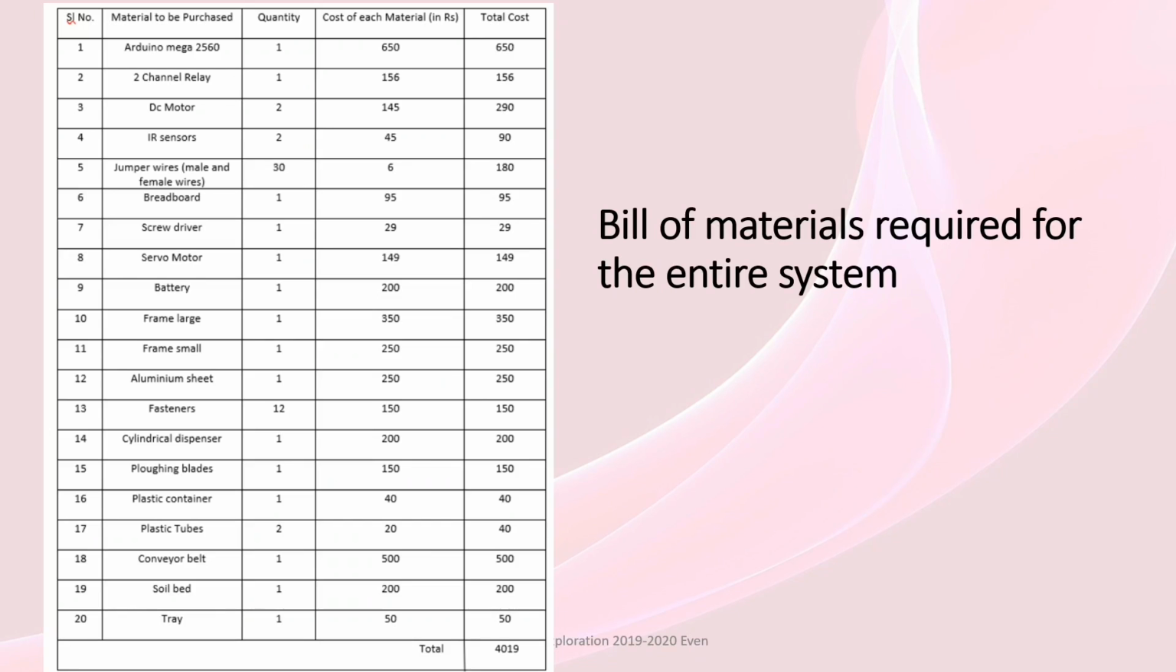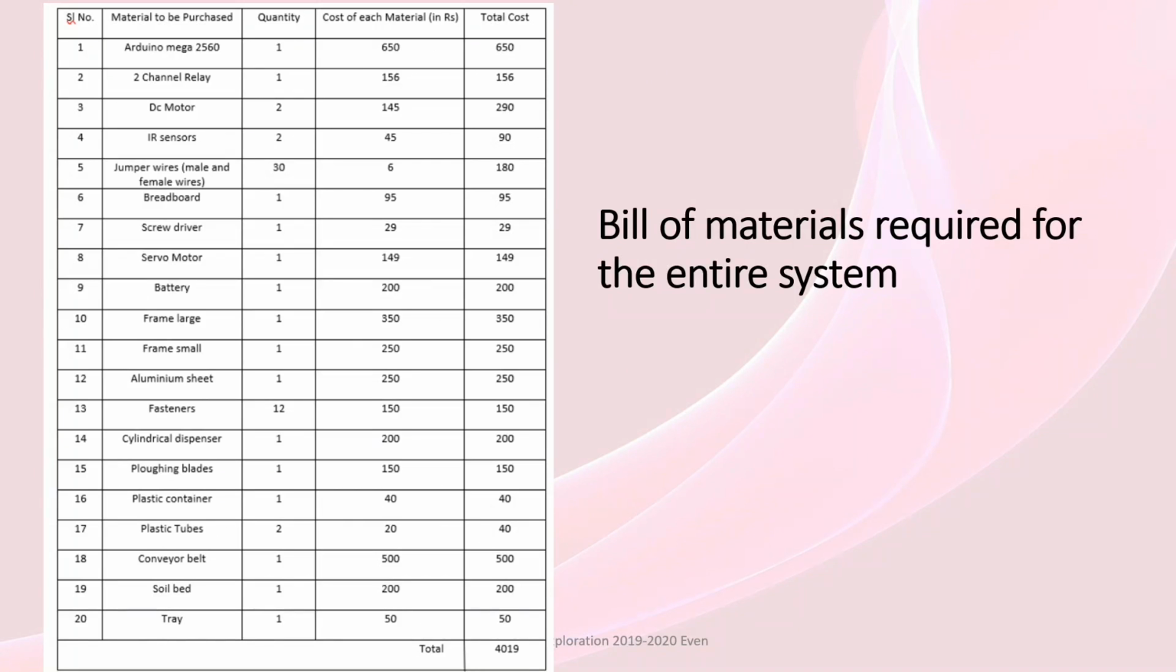Battery, quantity 1, cost of each material is 200 rupees. Frame large, quantity 1, cost of each material is 350 rupees. Frame small, quantity 1, cost of each material is 250 rupees. Fasteners, quantity 12, cost of each material is 150 rupees. Cylindrical dispenser, quantity 1, cost of each material is 200 rupees.